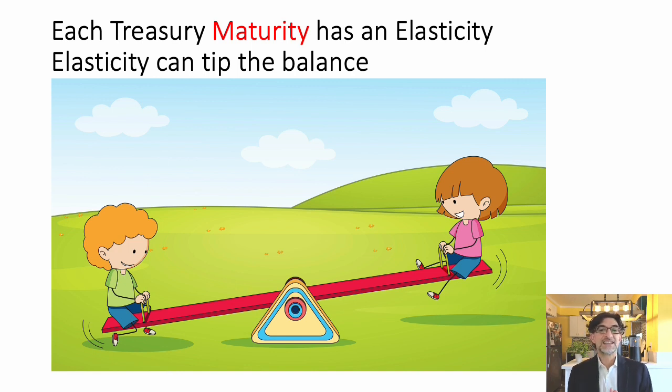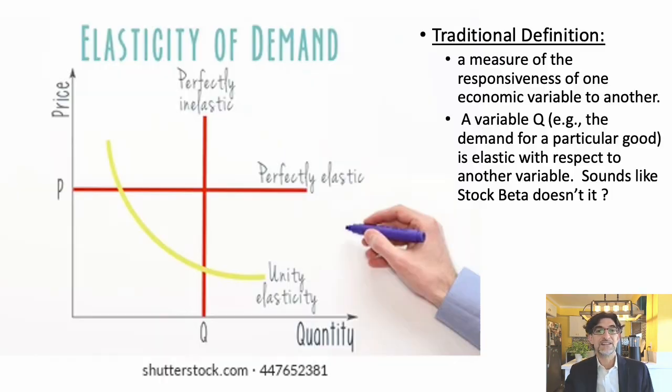Each Treasury maturity has an elasticity. An elasticity can tip the balance. By that I mean Treasury rates act a certain way based on what the news is, and some Treasury rates will go up or down a lot depending on their elasticity. Like I said, you can look at the video I did on this that will help explain it, because it's like a long process to explain it to you. So let's forget about that for now.